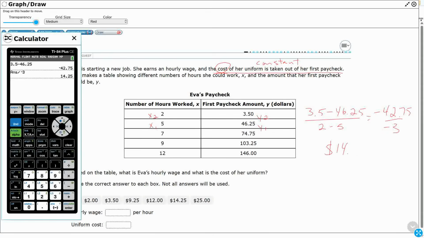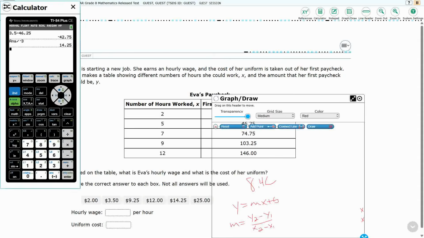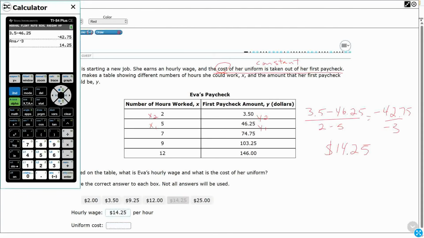That's a decent wage right there. 14.25 could be minimum wage. Every state kind of has different minimum wages. All right, so 14.25 is the hourly wage. That's the unit rate per hour. Now, what's the uniform cost?